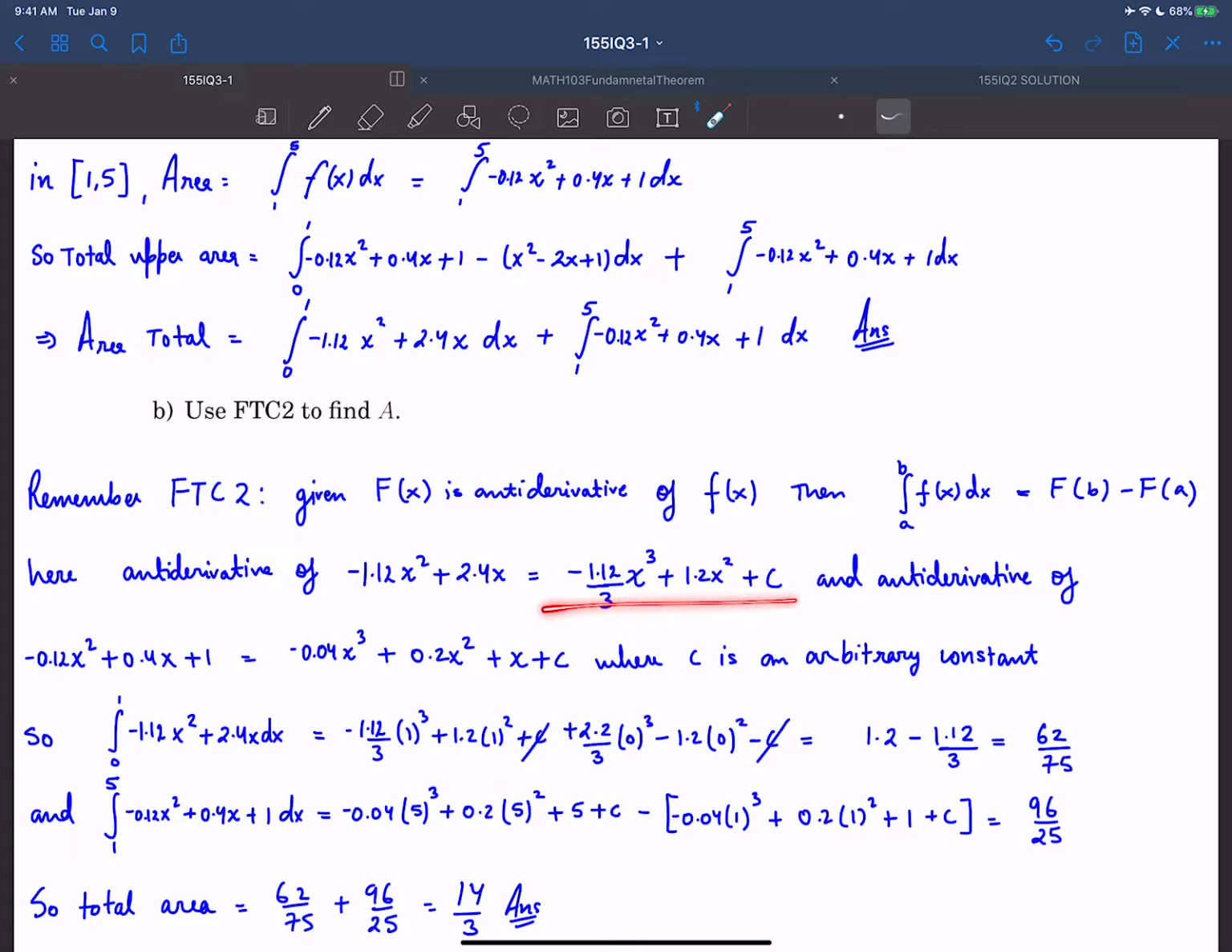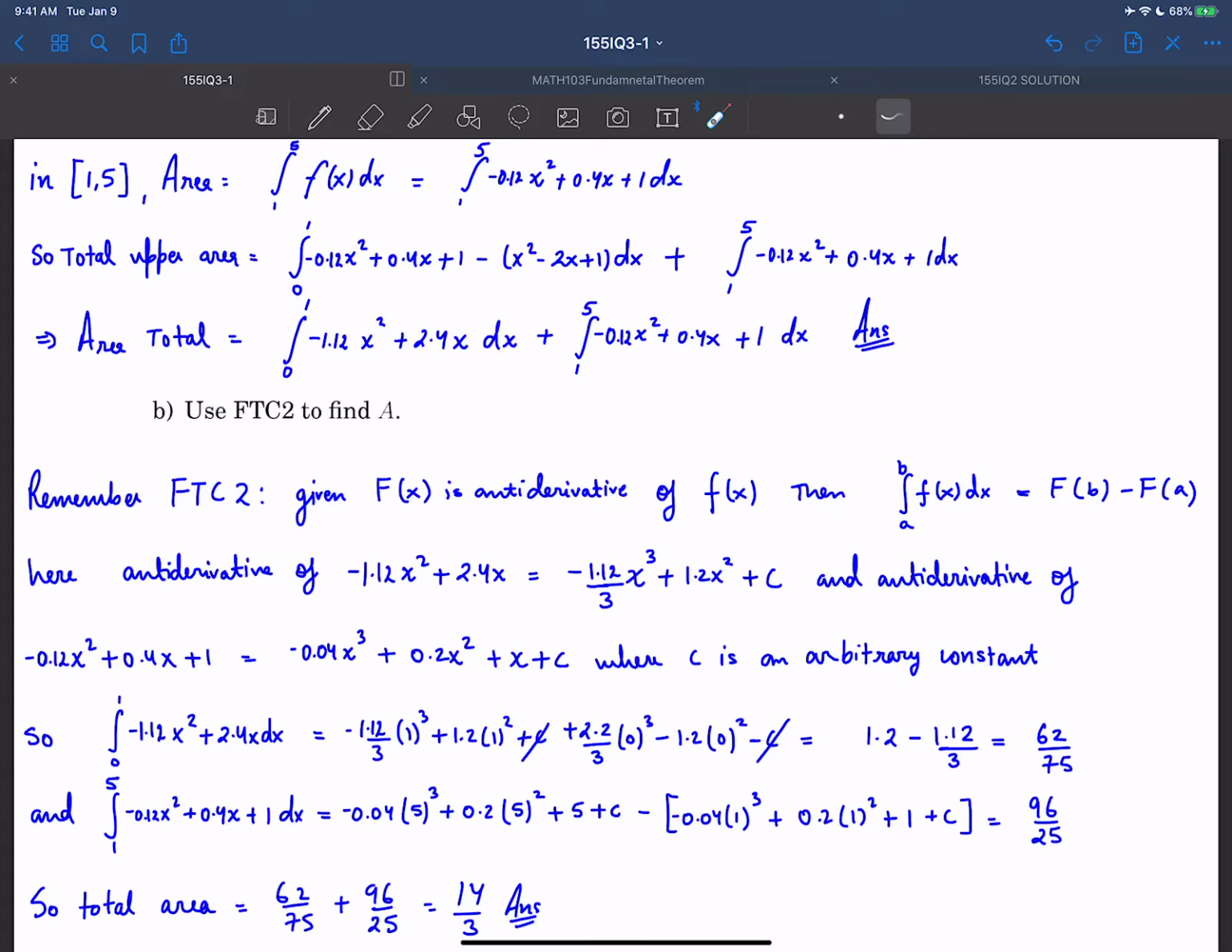So that's one portion solved. We know the antiderivative of this one. Now we need to find the antiderivative of that function. Similarly, we do the same approach. The antiderivative of the other function that we have is just going to be this one here.